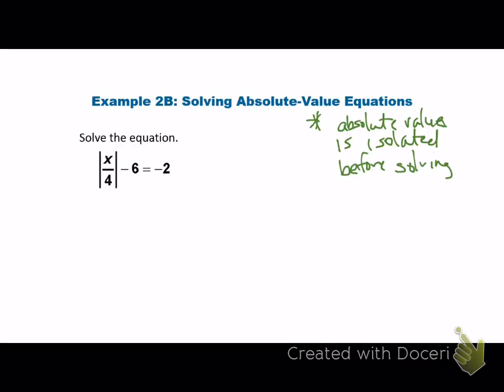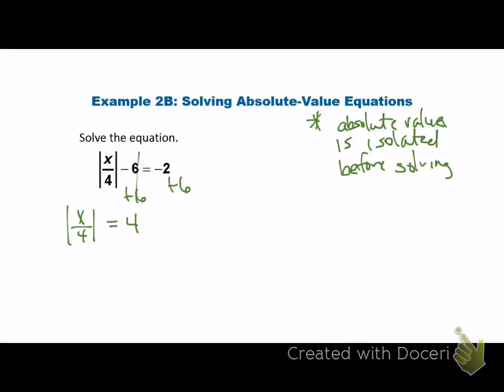We have the absolute value of x divided by 4 minus 6 equals 2. So this is a case where your absolute value is not alone, right? It's got that negative 6. So your first step would be to move the 6. How would we move the 6? Opposite, which would be positive. So we would add a positive 6, and those would go away. So we would still have our absolute value of x divided by 4 now equal to negative 2 plus 6, which would be a 4.